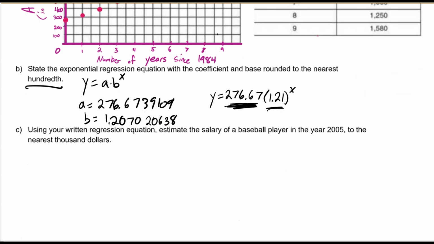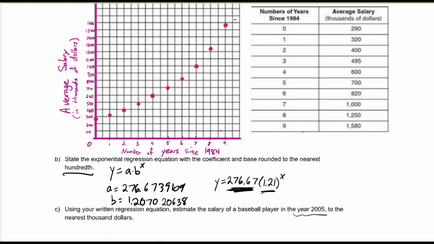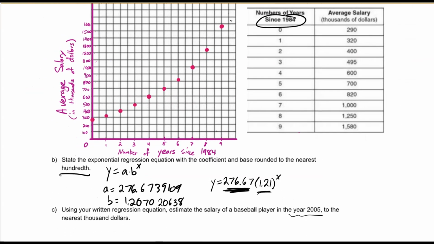Now, if I wanted to use this regression equation, there's a couple things we could do with that. I want to estimate the salary of a baseball player in the year 2005 to the nearest $1,000. So I need to be careful here. I remember that my inputs are defined as the number of years since 1984. So an x value of 0 actually corresponds to 1984. So if I need to figure out what x value would correspond to 2005, well, I could subtract those years and just see what I get.